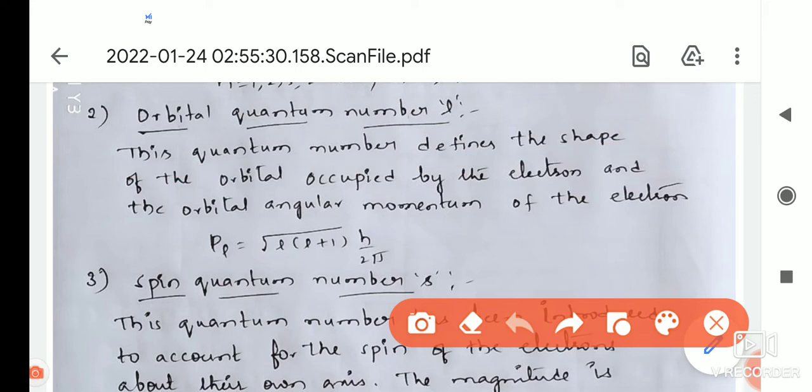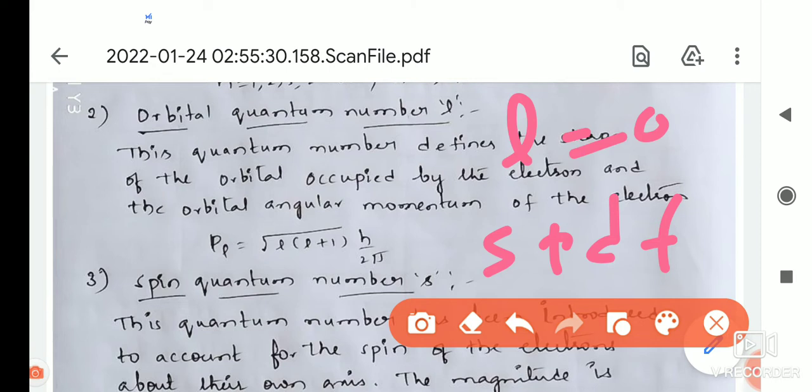Here the orbital quantum number small l represents the shape of the orbital: s, p, d, f, like that. If l is equal to 0, it shows the s orbital, and if l is equal to 1, it represents the p orbital. Like that we have other orbitals. Due to this orbital motion we have orbital angular momentum. The electron revolves around the orbit, and this gives the orbital quantum number.